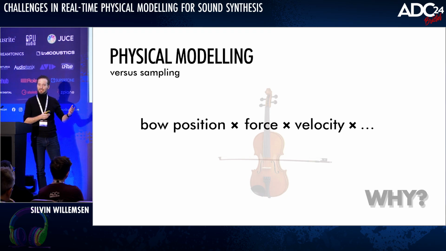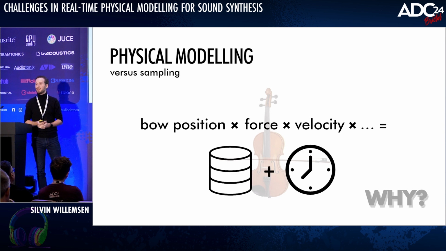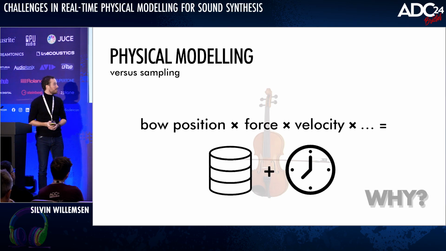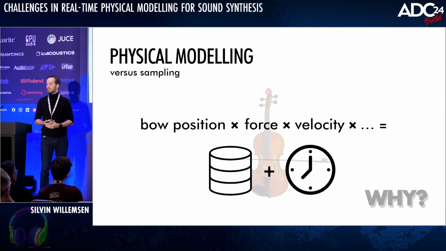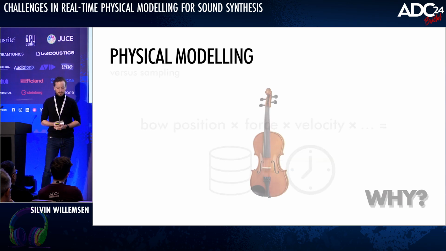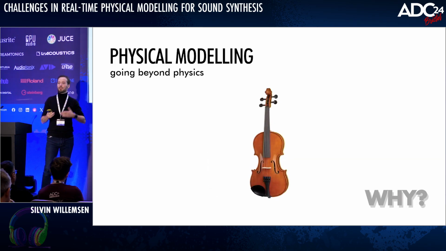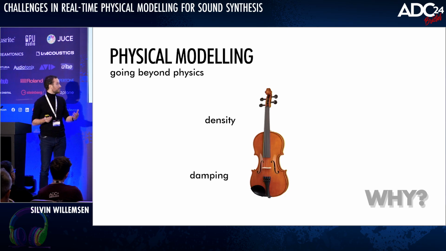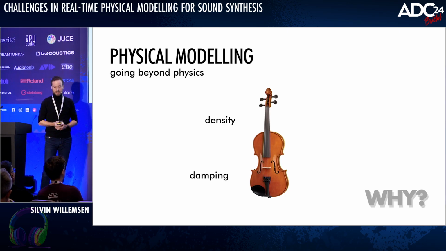But you can see how this, if we want to sample all of these different combinations, you will use a lot of data and you use a lot of time to sample this complete thing. So with physical modeling, while you're playing, you're changing the coefficients in real time to generate the sound on the spot rather than having to sample everything. But we can also go beyond what is physically possible, as we saw with Modus earlier. We can, for example, change the density of the string. We can change the damping of the string coefficients. And maybe also the radius of the string.